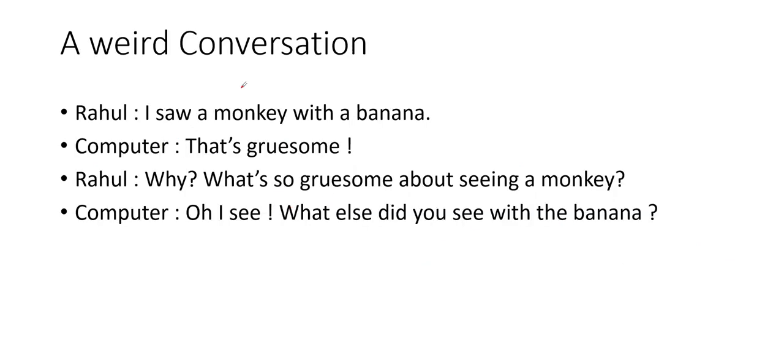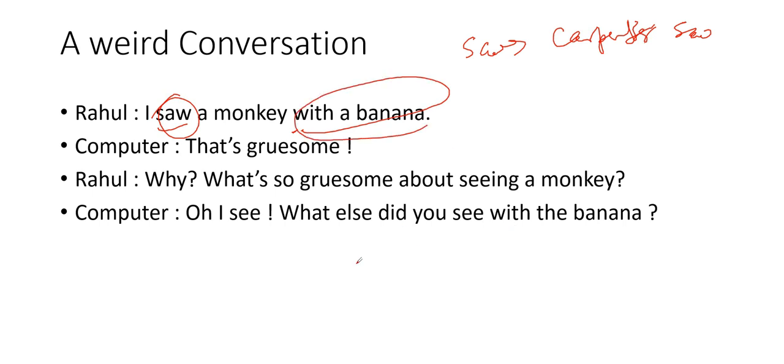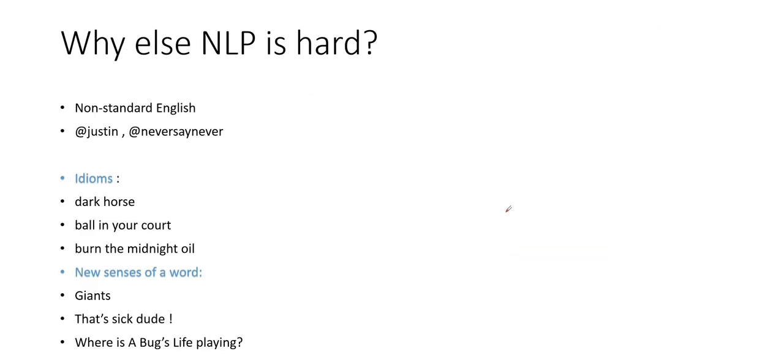So here also there is a conversation between a person and a computer. The person says, "I saw a monkey with a banana," whereas the computer says, "That's gruesome," because the computer has misinterpreted the word saw as that of a carpenter's saw. And also when it has corrected itself, it thought that the person has seen the monkey with the help of a banana. So the computer asks, what else did you see with the help of the banana? So that is what this ambiguity makes NLP hard, and there is more.